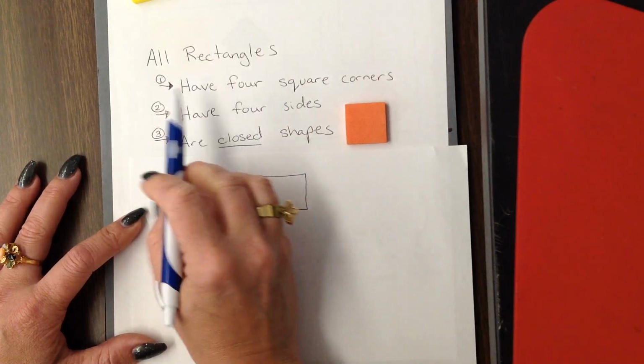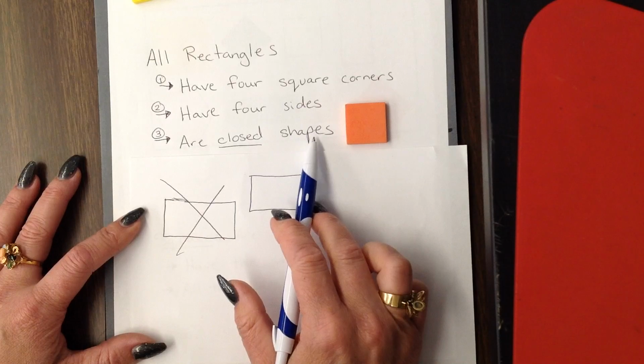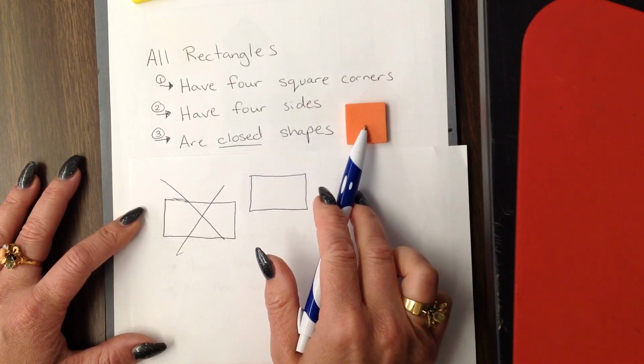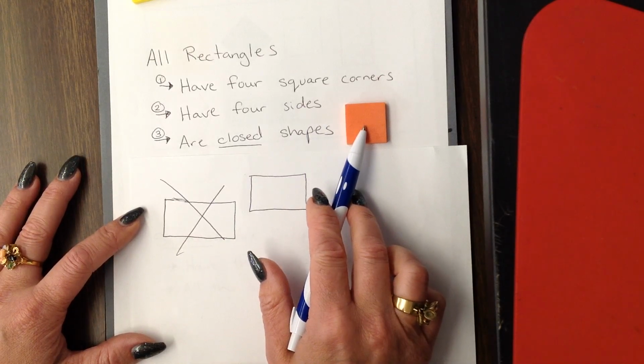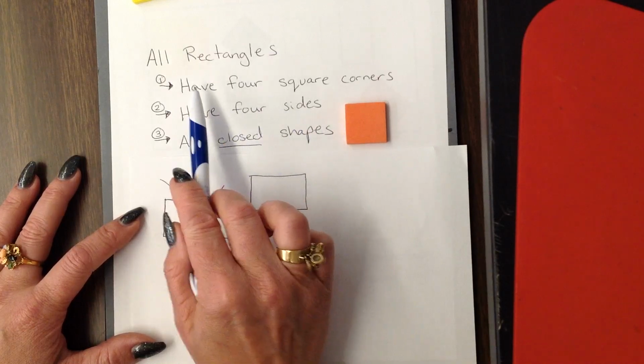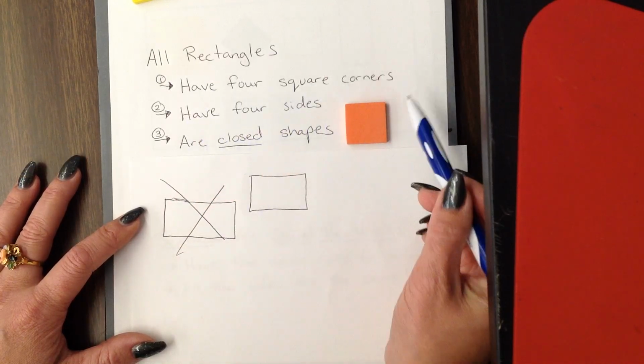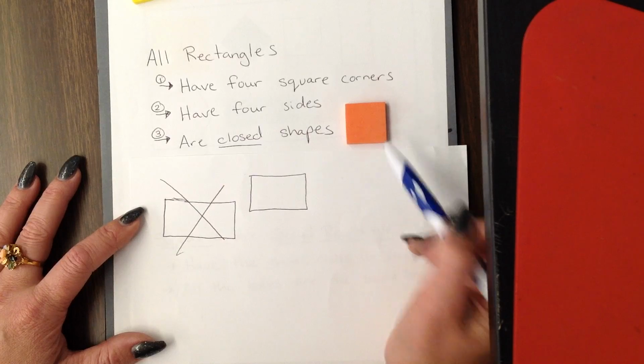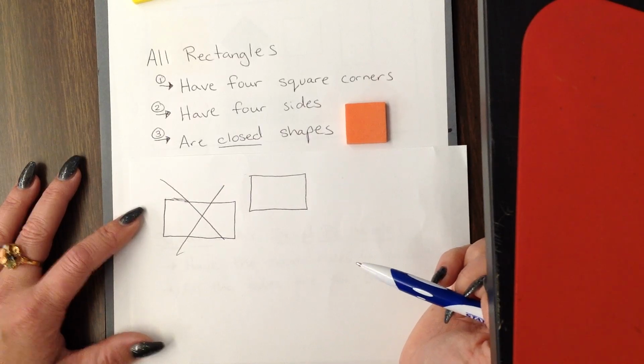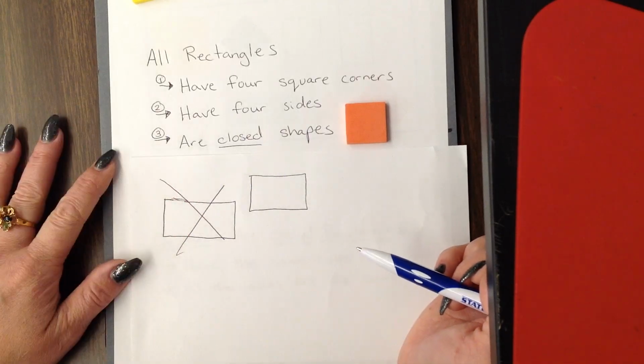Okay, and let's look at the definitions for a rectangle and see if the square meets any of those same definitions. All right, let's look at this. Does it have 4 square corners? So look at these corners. Are the corners the same kind of corners? Yes, they are the same kinds of corners.